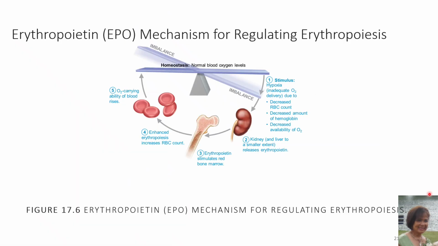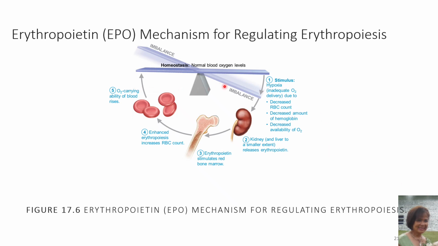So here is a feedback loop. I have already mentioned the feedback loop. You should know already the feedback loop in AMP1. You've read about it in the first chapter of your AMP1 textbook. Let's take a look at the EPO mechanism for regulating erythropoiesis.